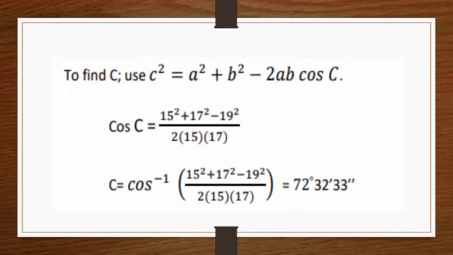To find C, use C squared equals A squared plus B squared minus 2AB cos C. Cos C equals 15 squared plus 17 squared minus 19 squared over 2 times 15 times 17. C equals cos inverse of 15 squared plus 17 squared minus 19 squared over 2 times 15 times 17, which is equal to 72 degrees 32 minutes and 33 seconds.